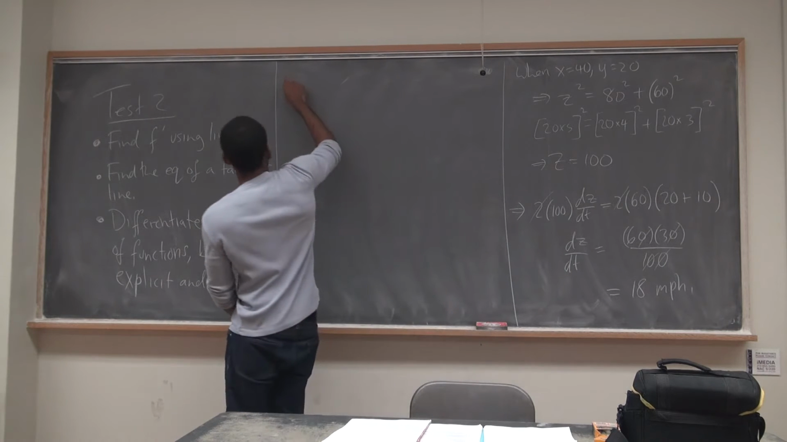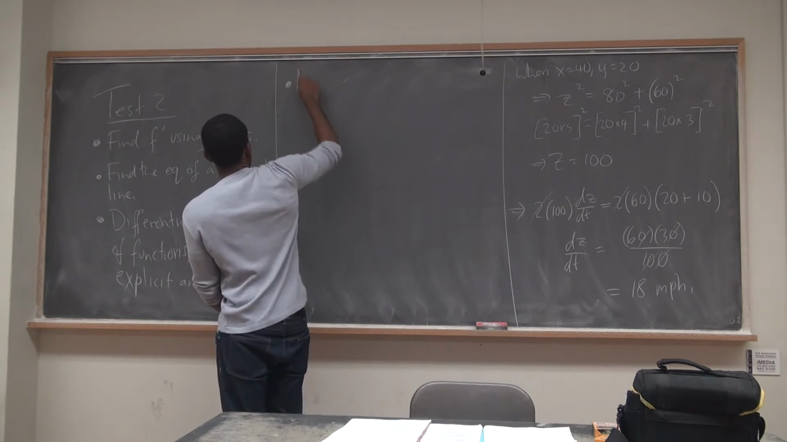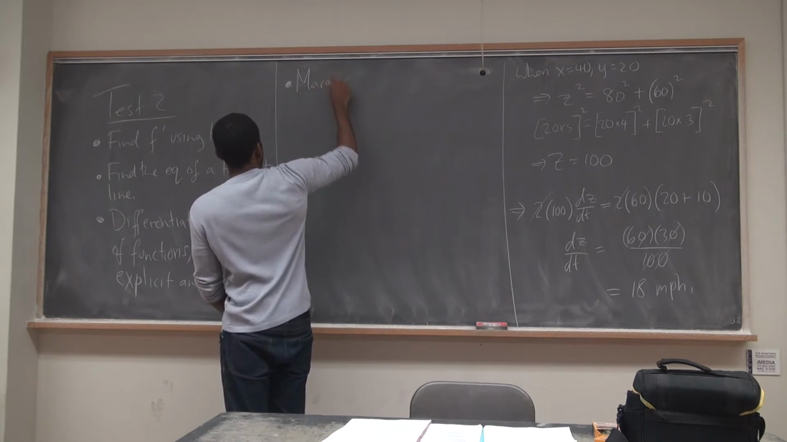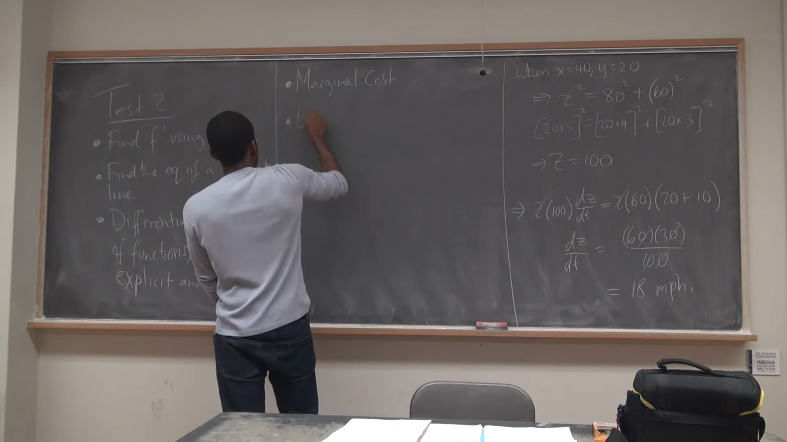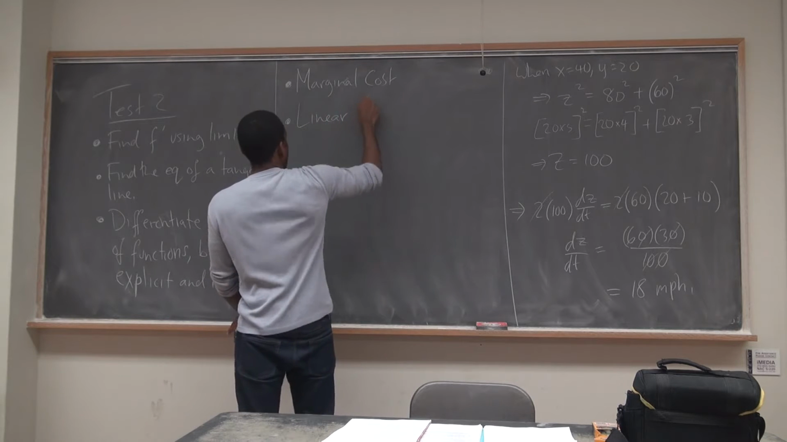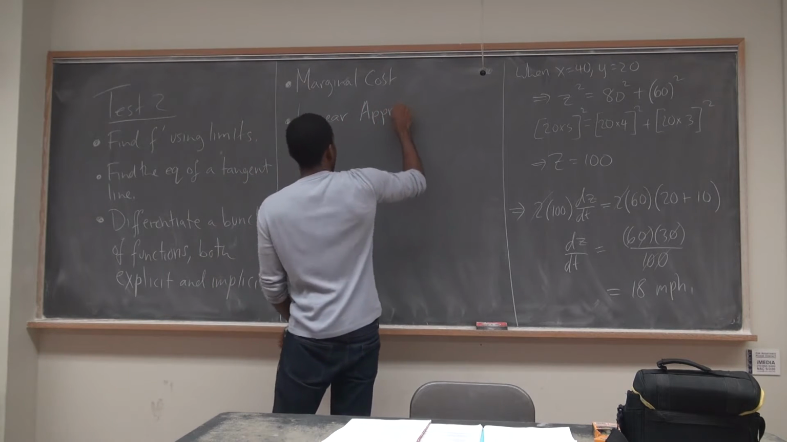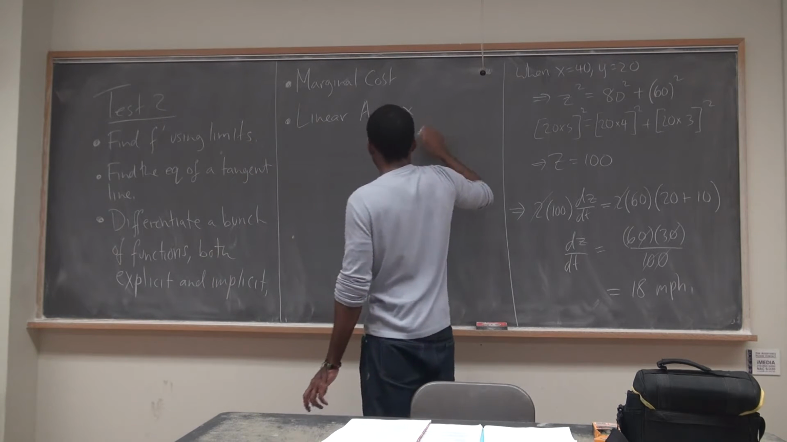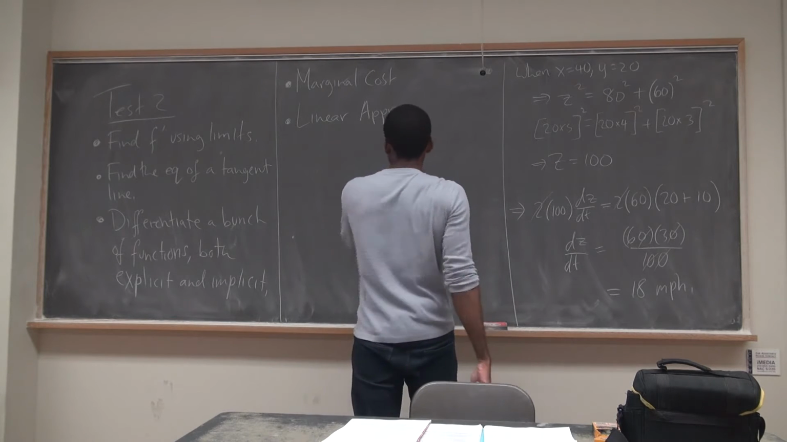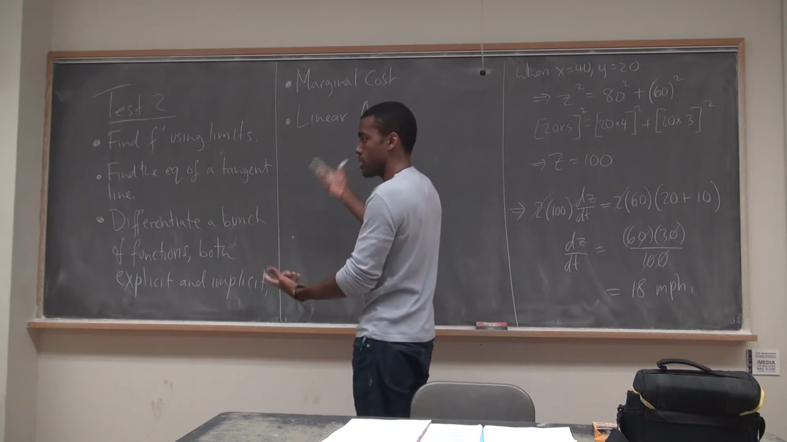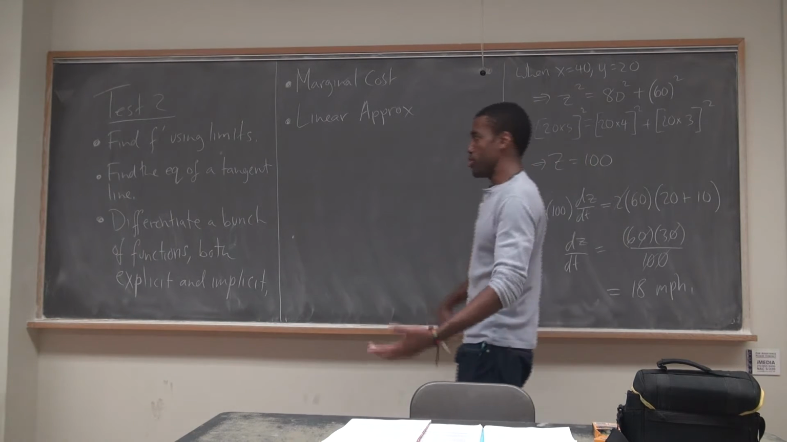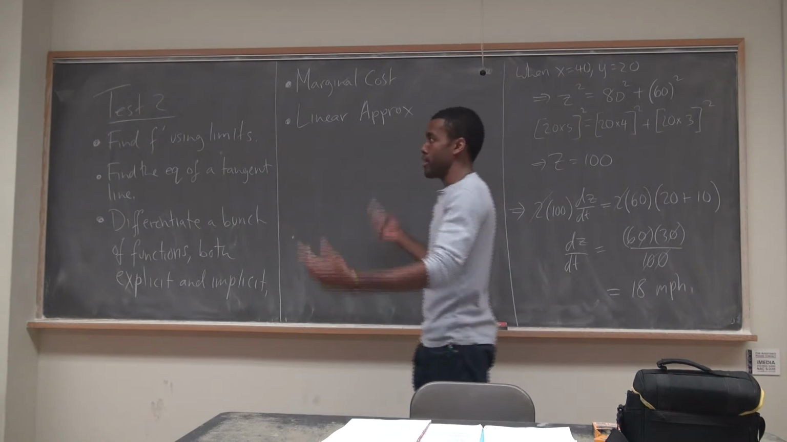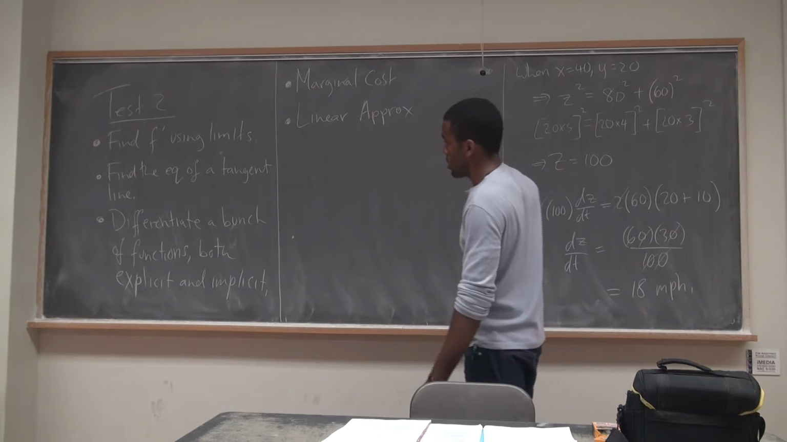We will need marginal cost. And there's going to be a linear approximation. That's basically just using a formula to approximate some function that I give you. So actually, approximate the square root of 15.9 or something like that. This is the linear approximation formula.